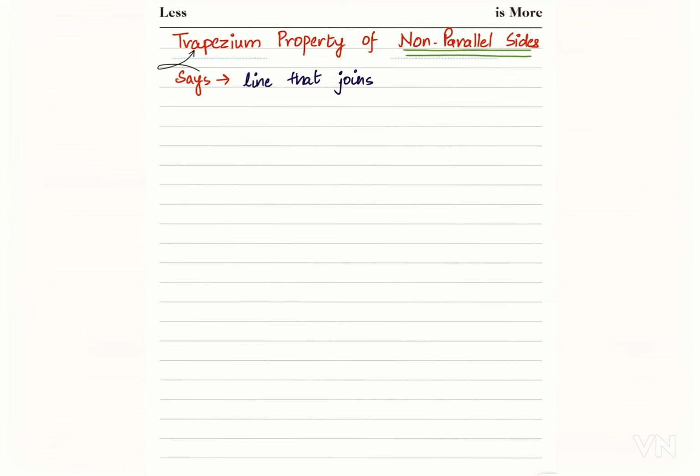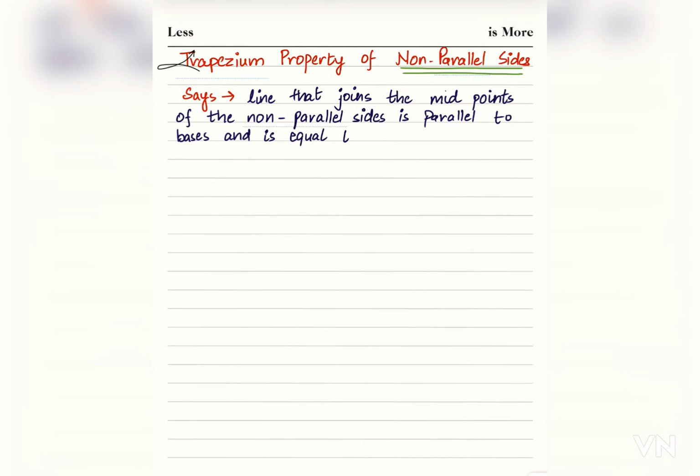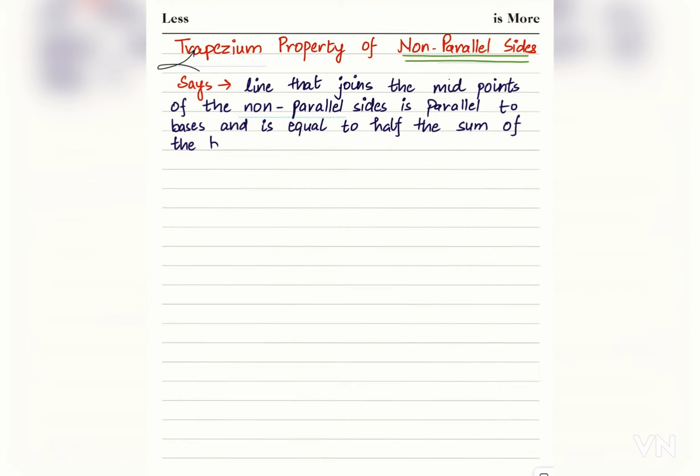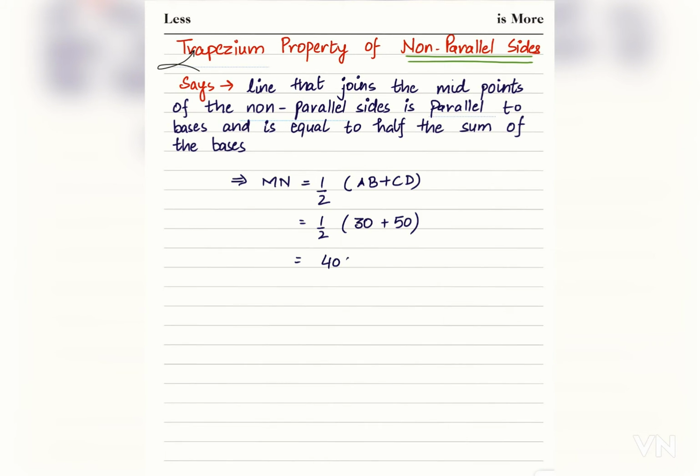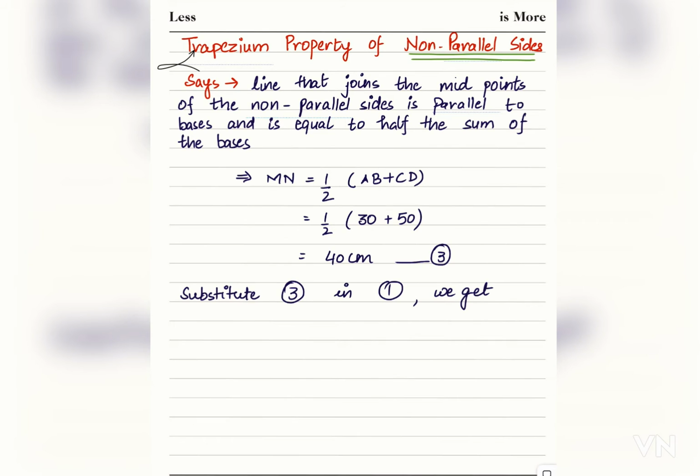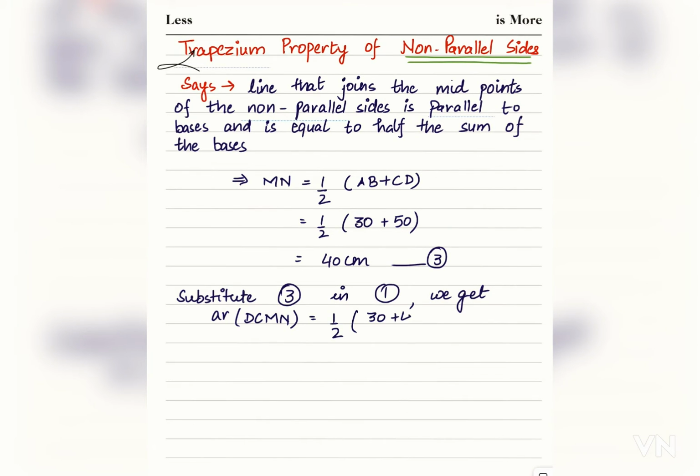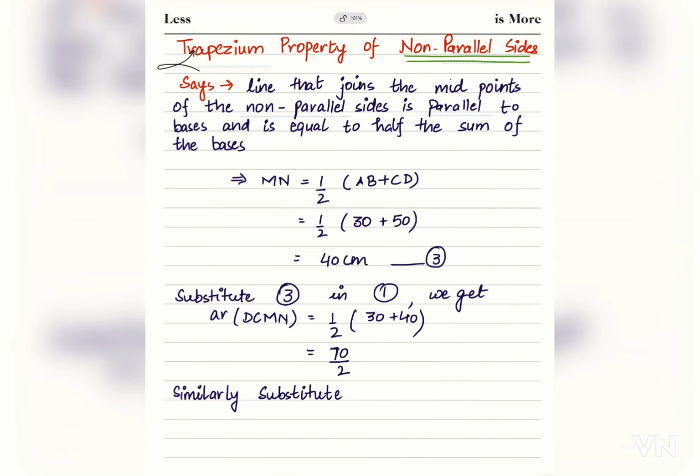Now let's jump to the property of non-parallel sides of a trapezium. It says the line that joins the midpoints of the non-parallel sides is parallel to the bases and is equal to half the sum of the bases. With this, we can easily get the value of MN as half of AB plus CD, which comes out to be 40 centimeters. Now remember 1 and 2, substitute this value of MN in equation 1 and equation 2. We get area of DCMN as 70 upon 2, and similarly we get area of MNBA as 90 upon 2.